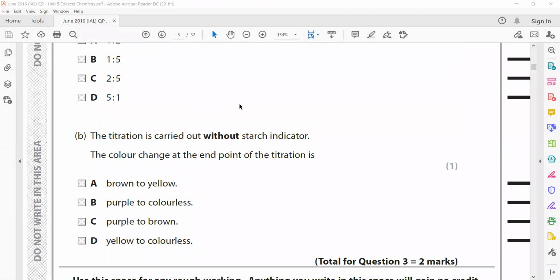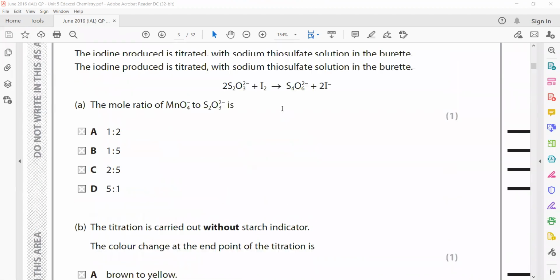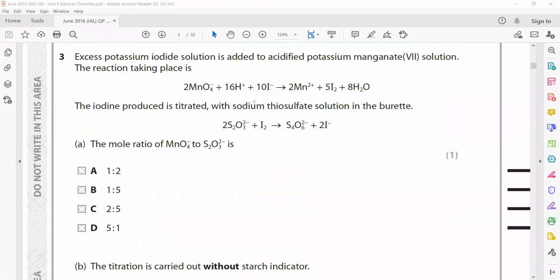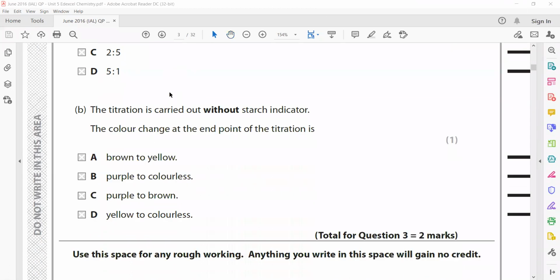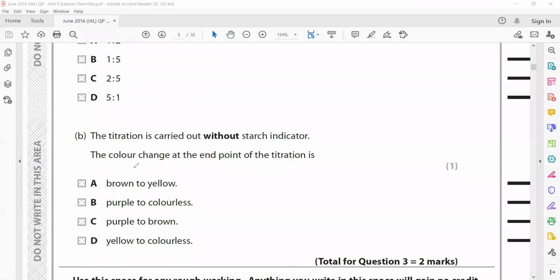The titration is carried out without a starch indicator. The color change: we have iodine molecule and it turned into iodide ion. The iodine molecule is pale yellow or light yellow and the iodide ion is colorless without starch. So the color change is from yellow to colorless. D is the right answer.